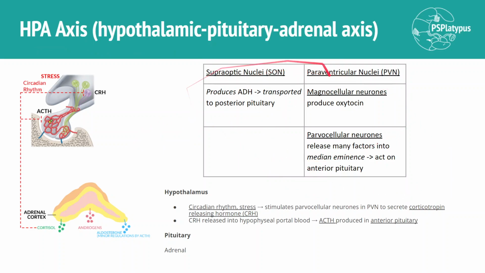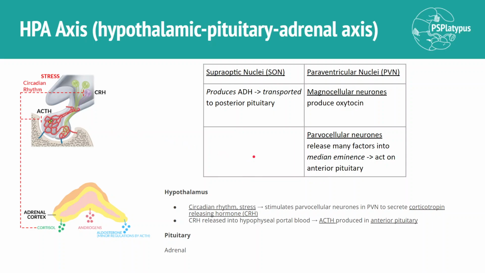This is a bit of a refresher on the anatomy of the hypothalamus and the pituitary. You might remember that in the hypothalamus we have two nuclei, the supraoptic and paraventricular. Supraoptic is to do with ADH, but paraventricular is to do with everything else. And specifically within paraventricular, we're interested in parvocellular neurons. These parvocellular neurons release factors into the median eminence, which is the blood supply, which eventually moves into the anterior pituitary and stimulates anterior pituitary cells.